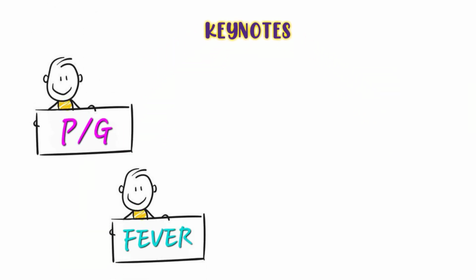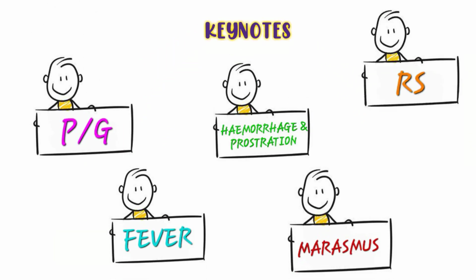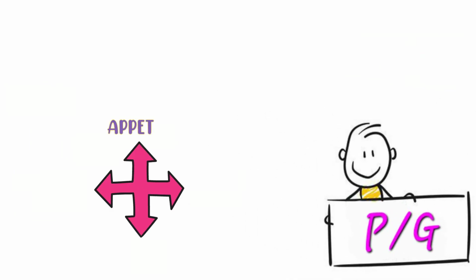There are 5 important keynotes which you have to consider. One is physical generals, fever, hemorrhage and prostration, marasmus and respiratory system. There are 4 important generals, which are appetite, thirst, stool and sleep.